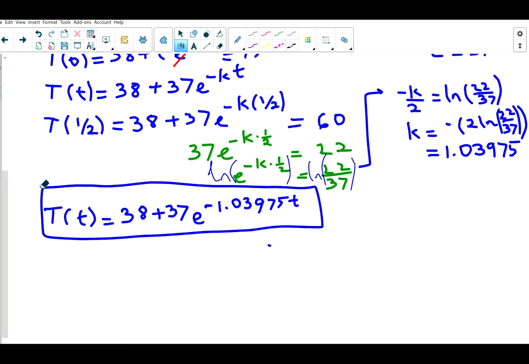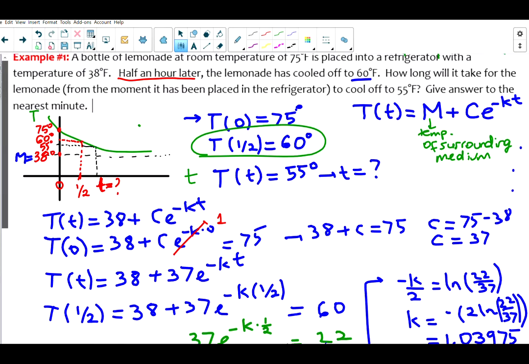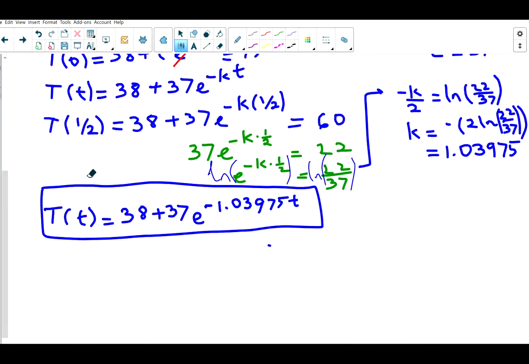And remember what was being asked for this question? They wanted to know, when is the temperature going to be equal to 55 degrees? So what I need to do is set the whole thing equal to 55 and solve for t. So my question was, I'd like to know, when is it going to be equal to 55 degrees? Perhaps the perfect temperature for this lemonade. So solve for t. That's what was being asked. So let's do that. Set the whole equation up above equal to 55.